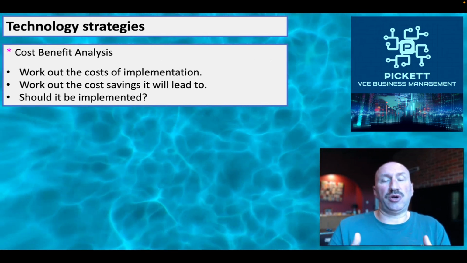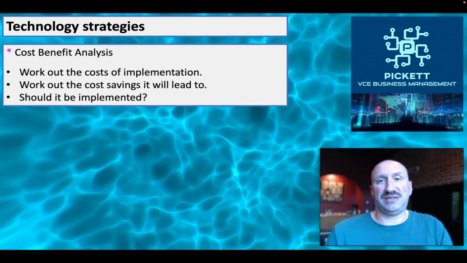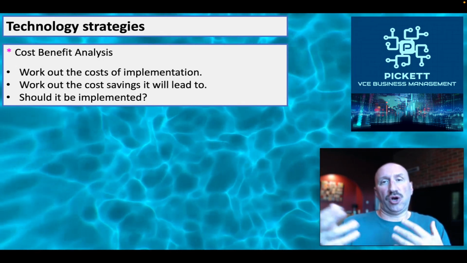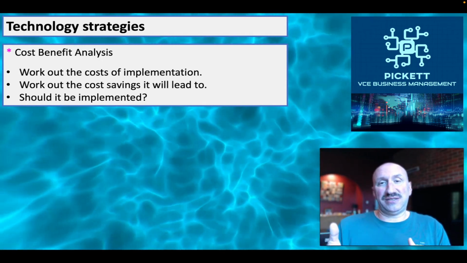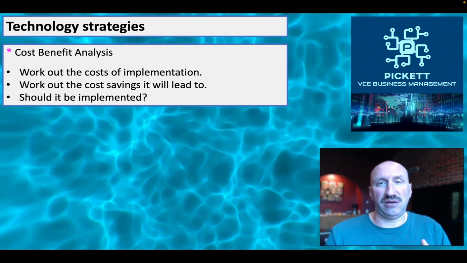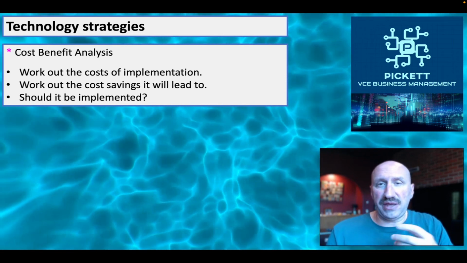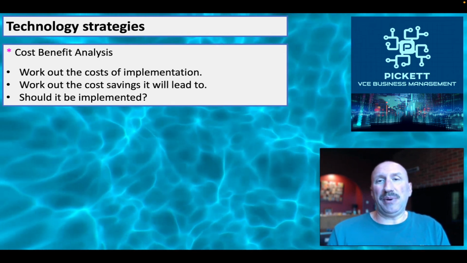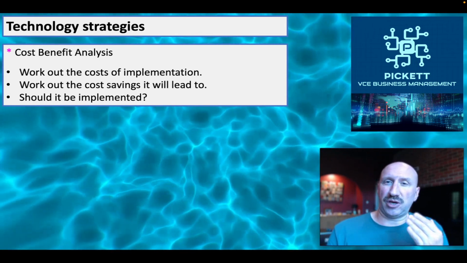So what you need to do is do a cost benefit analysis to see if it's actually worth installing this technology or implementing and using it. What you need to do is work out how much it's going to cost to implement, and then work out what savings that is ultimately going to lead to. And if the long-term savings exceed the cost of implementation and maintaining the technology, then the business decision would be to implement the technology. But if not, then that's a technology you might want to leave behind. So you do what's called a cost benefit analysis.